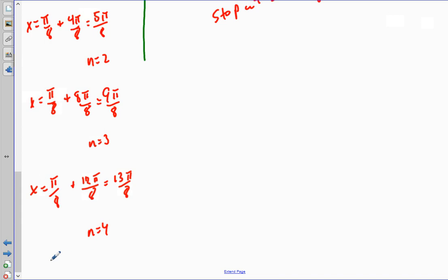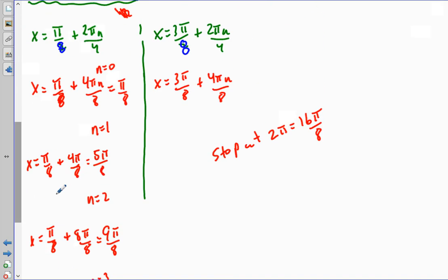N equals 4. If x equals pi over 8 plus, take 4 times 4, which is 16. Well, that's not going to work out. 16 pi over 8. We already passed where we need to go, so we're not going to go any farther here. So this one's going to cancel out, and so we're left with this. We then go to the next side.